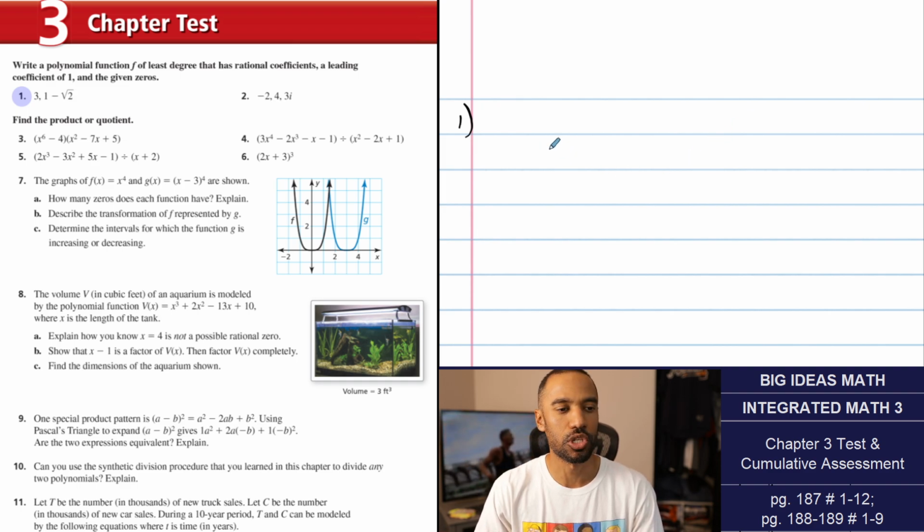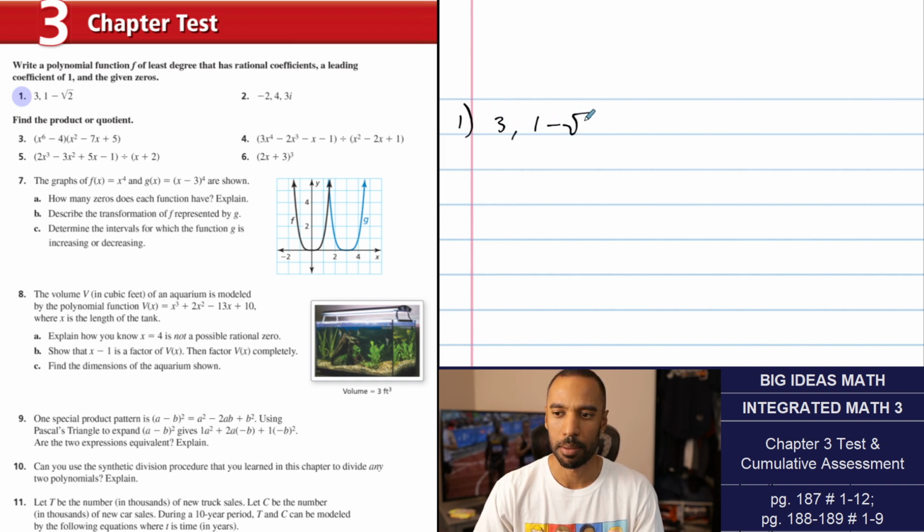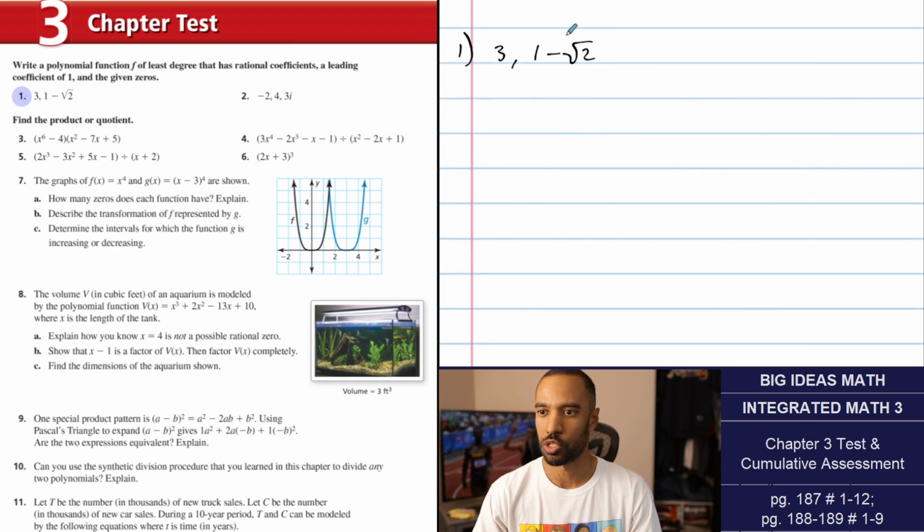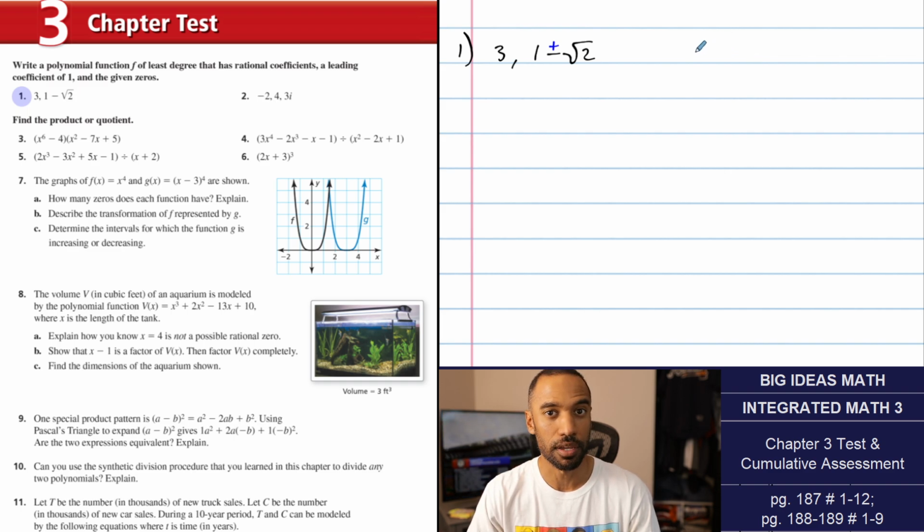On numbers 1 and 2, write a polynomial function f of least degree that has rational coefficients, a leading coefficient of 1, and the given zeros. So again, less teaching, more doing. I'm going to go ahead and jump start in this one. I'll do the way that I generally do these ones with this. I like the plus or minus root 2 there. Obviously, we need a least degree of 3.